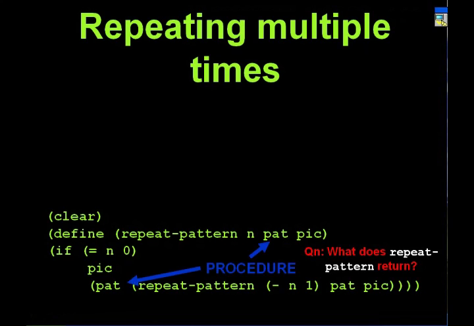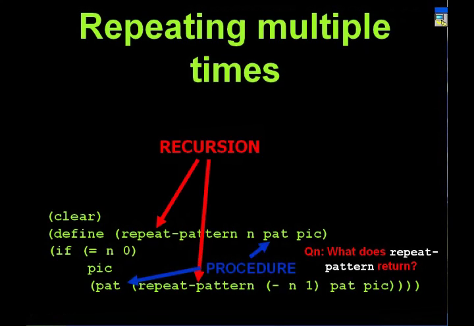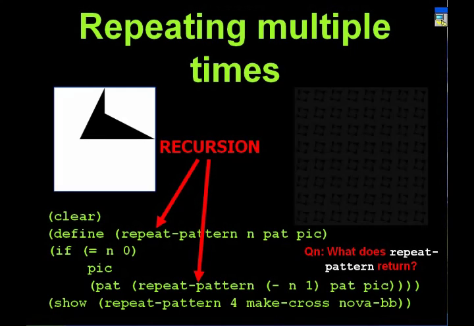It's a bit obscure. So essentially repeat pattern is a procedure, and this whole thing is called recursion, whereby you call the same procedure on itself. To some of you it seems very normal and simple, to others it looks obscure. After a while this becomes completely natural to you.